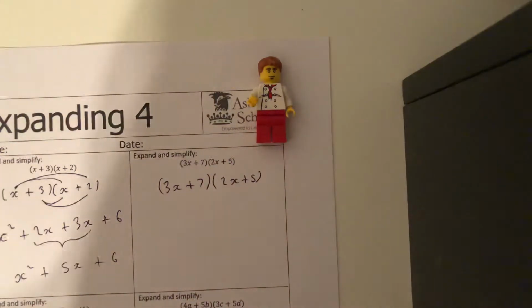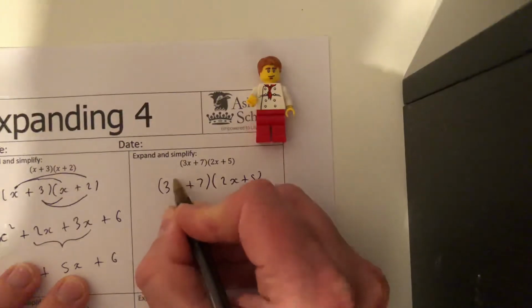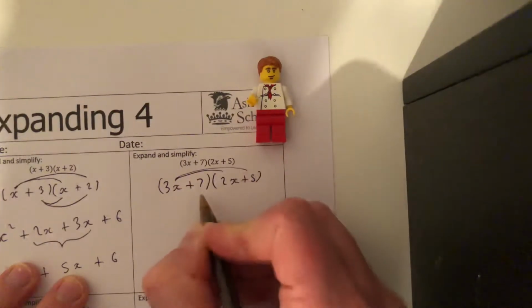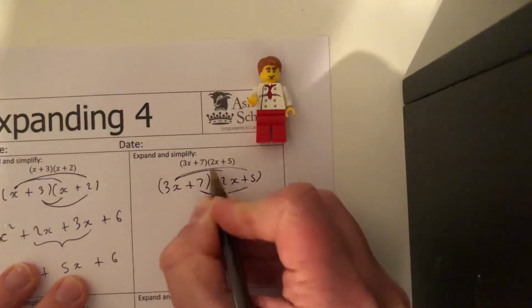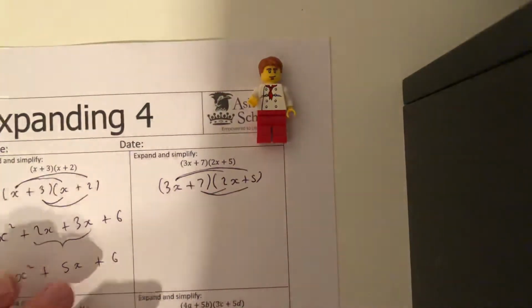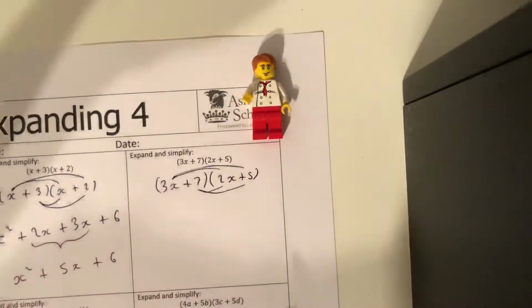So I'll do my arrows like I've done a million times before. It's now 10,001. So there to there, there to there. I still do this even when I'm teaching A level sometimes. Okay. This time we've got 3x times 2x.